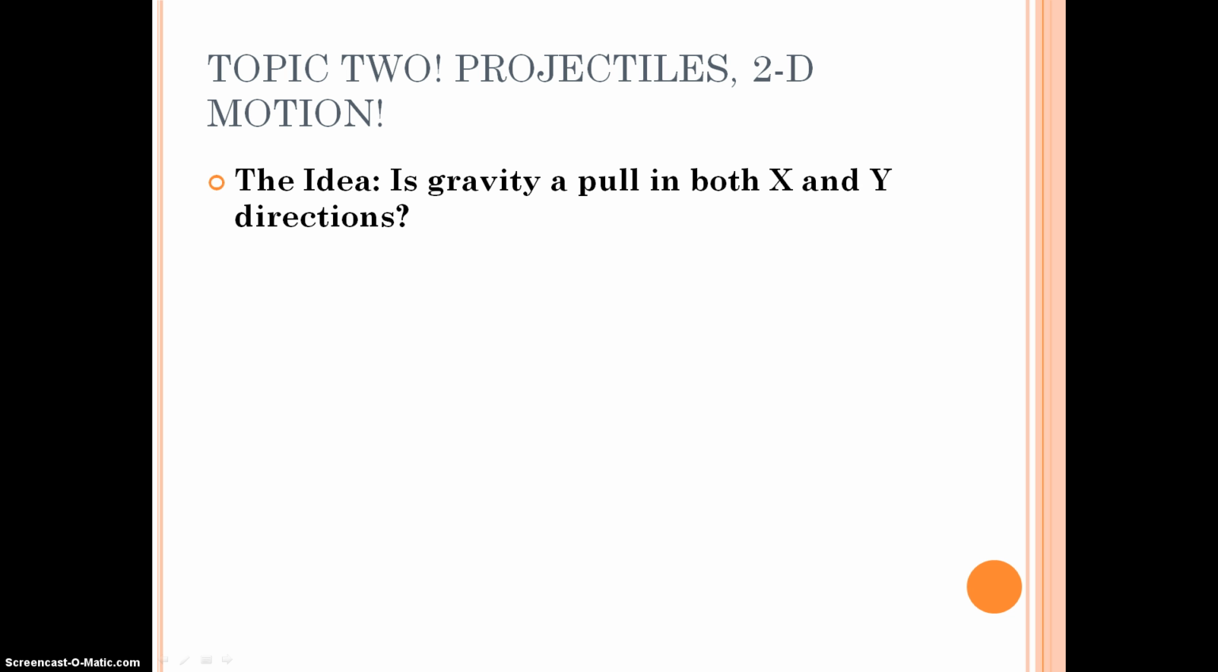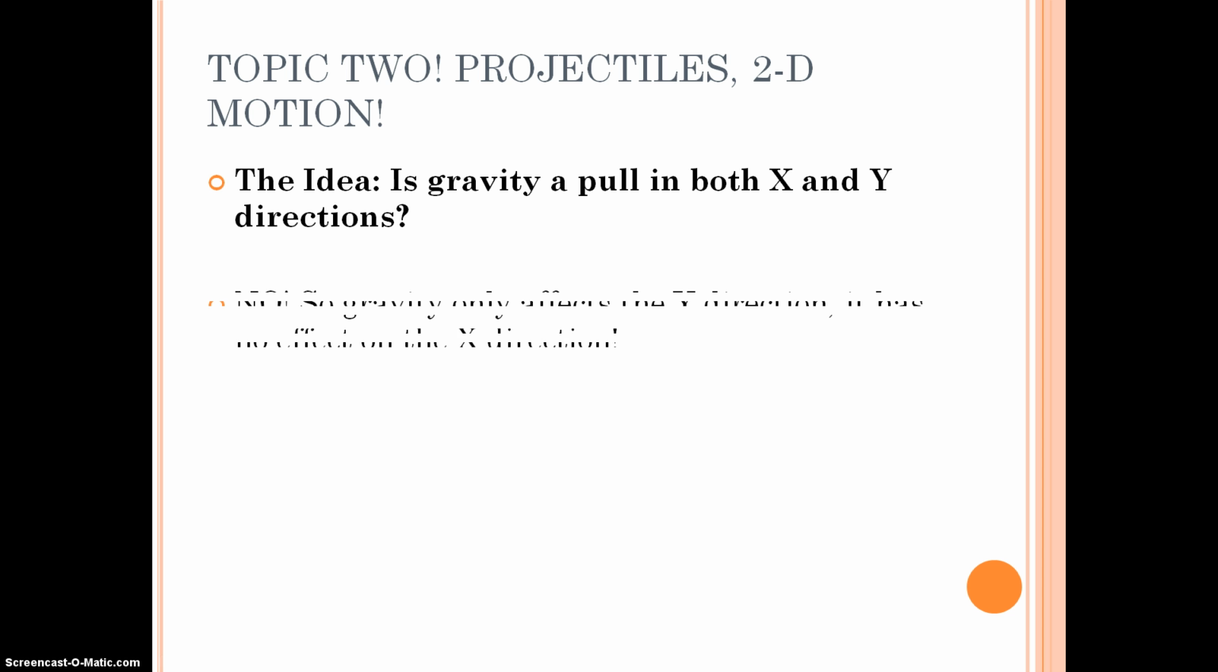So here's the basic idea behind the entire topic. Is gravity a pull in both the x and y directions? And the answer is, of course, absolutely not. Gravity only pulls in the y direction, only pulls you down. Gravity does not pull you left or right. Because it has no effect in the x direction, when something's in the air, it has no acceleration left or right. It's only getting pulled down.